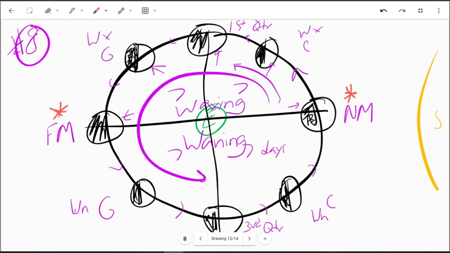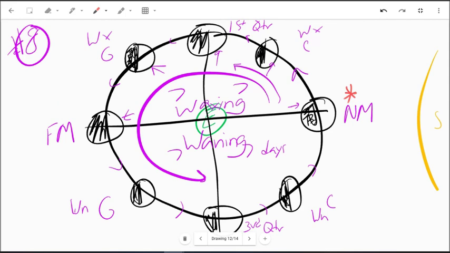Gibbuses, or gibbi, I guess, will always be between full moon and the quarters. Okay? Waxing will be right before the full moon. Waning will be right after the full moon. It's flipped with the crescents. Remember, gibbous means over halfway full, but not full. Crescent means under halfway full, but not completely empty.